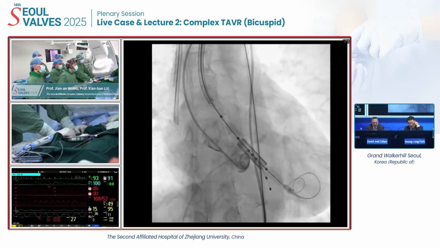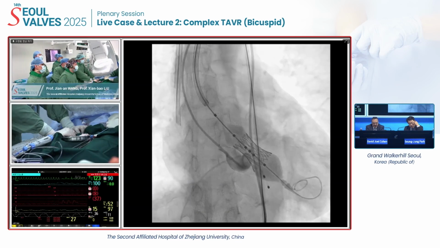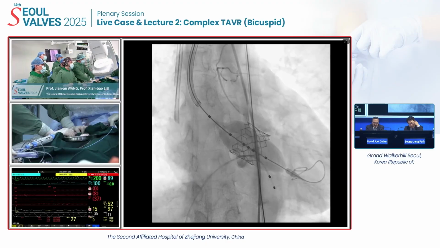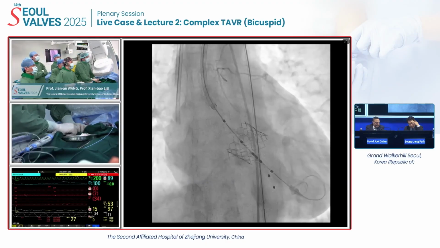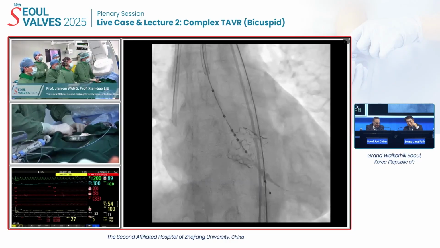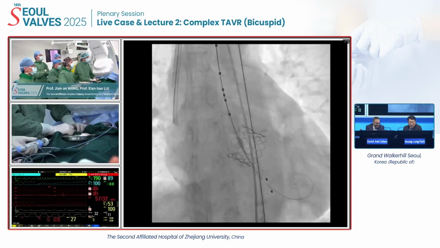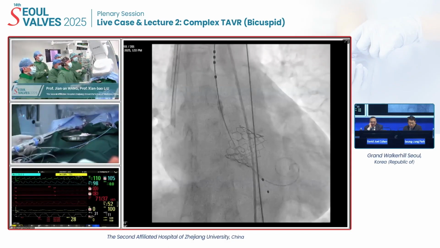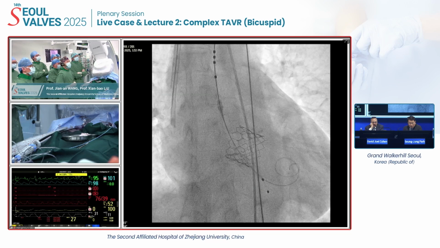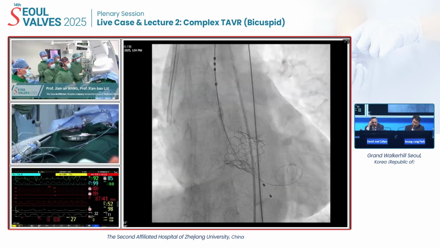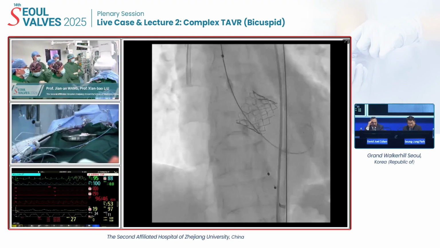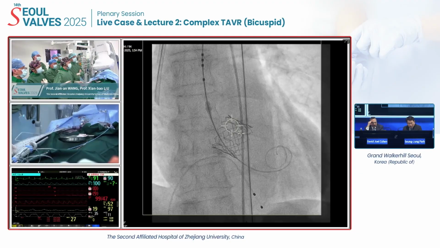DSA, go. Pacing down, down to 80. QRS complex become wider. Good. There you go.